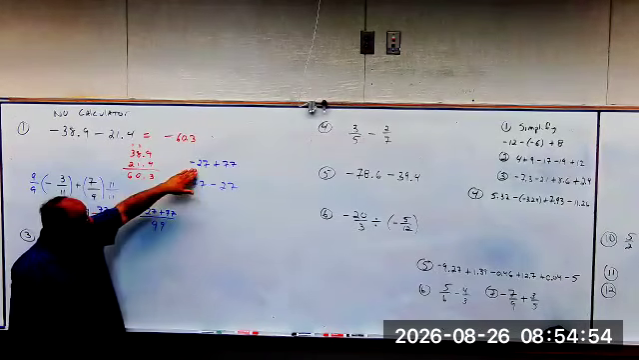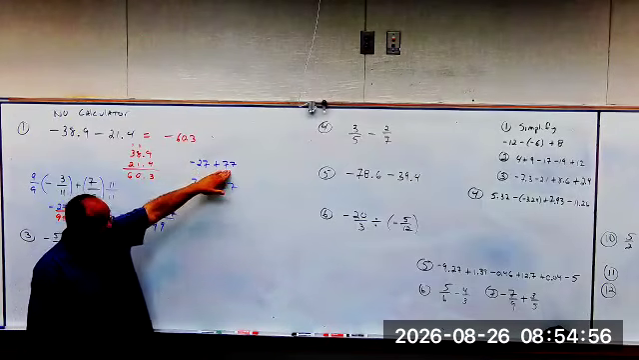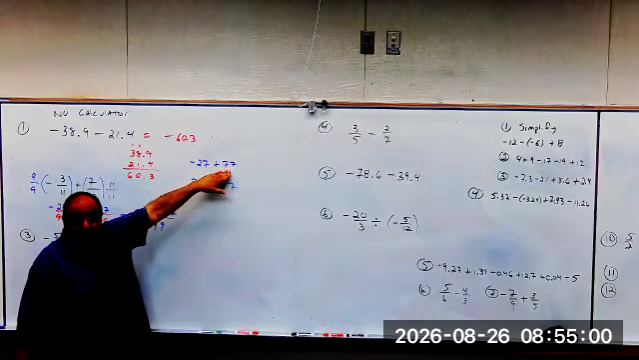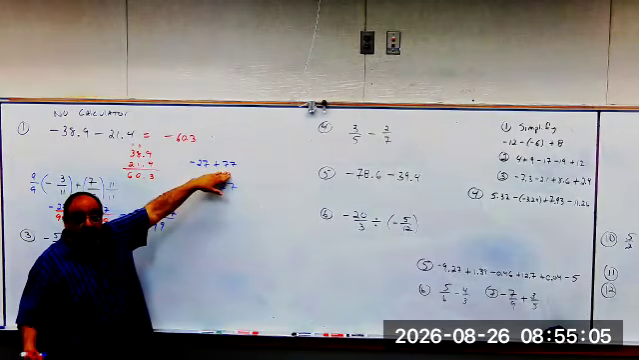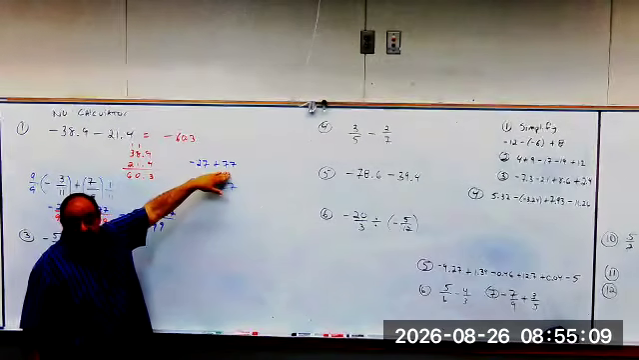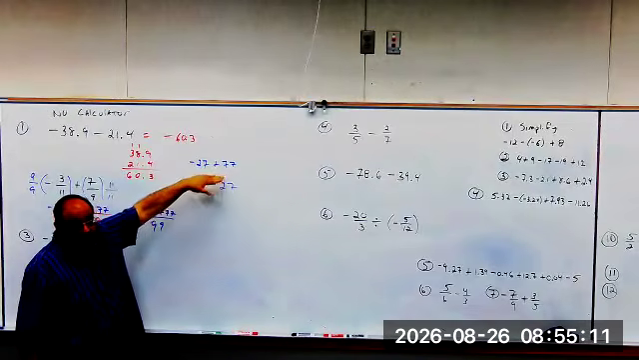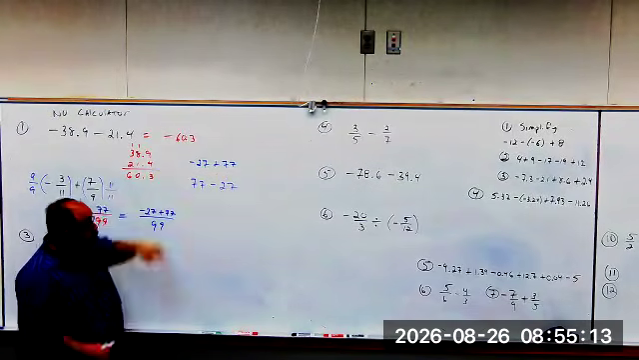I have 27 negatives. I have 77 positives. Who's going to win, the negatives or the positives? Which one has more? The positives do. How many more positives do they have? It's 50. There's 50 more positives than there are negatives.